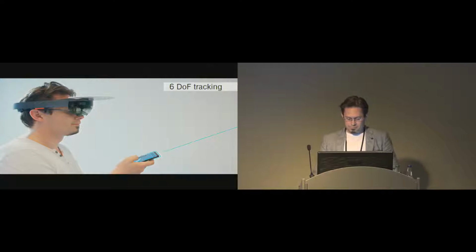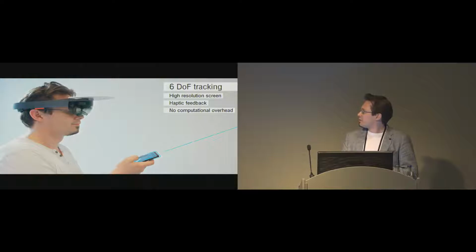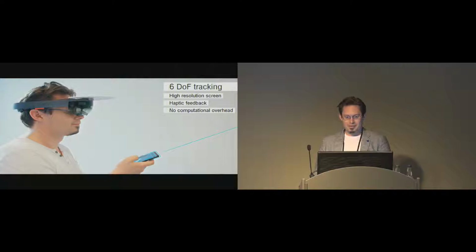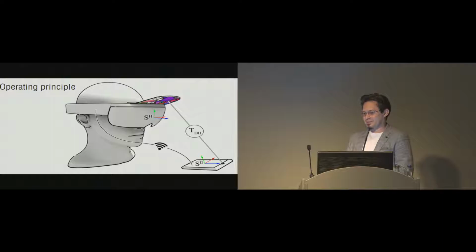So what are the advantages? We have, of course, 6DoF tracking, and unlike most controllers, we also have a touch screen. In addition, of course, to getting some haptic feedback from the device. And the interesting part is that we have no computational overload by using this device, because the operation principle is that the smartphone itself is able to track itself relative to the HMD.